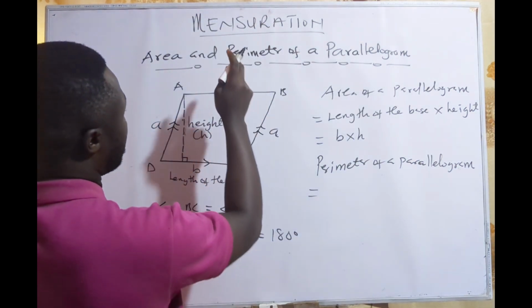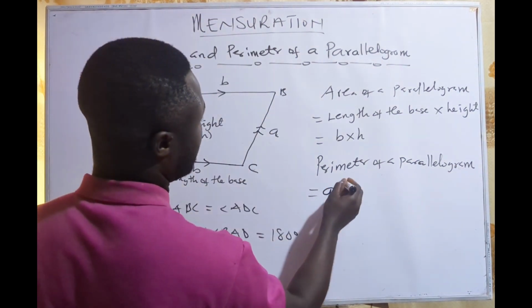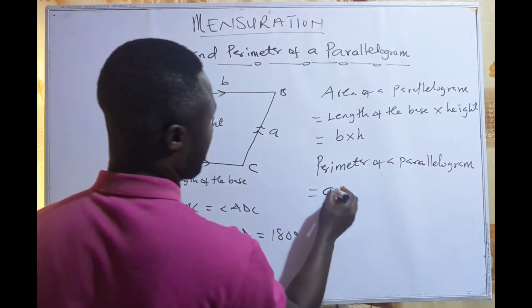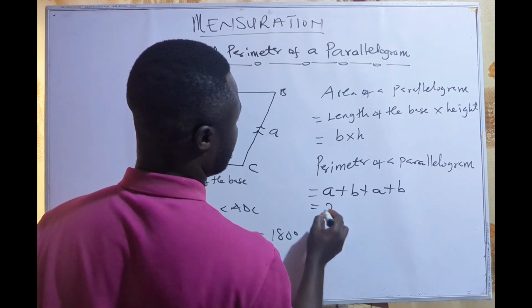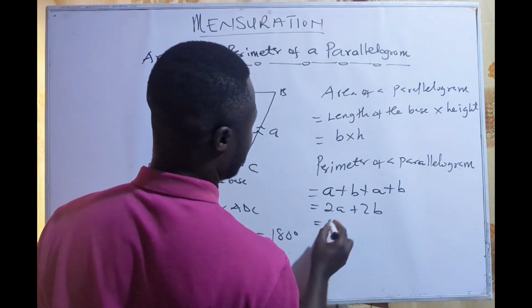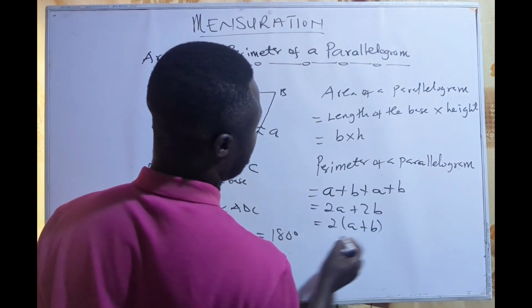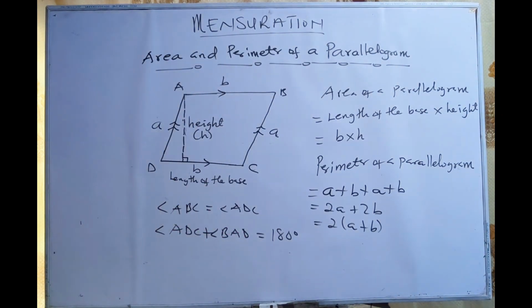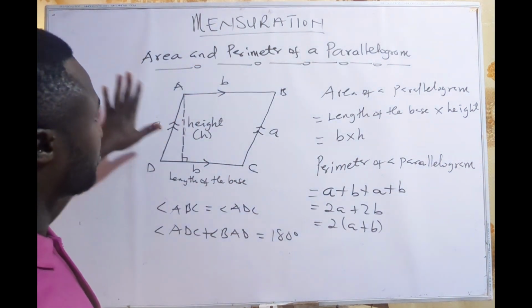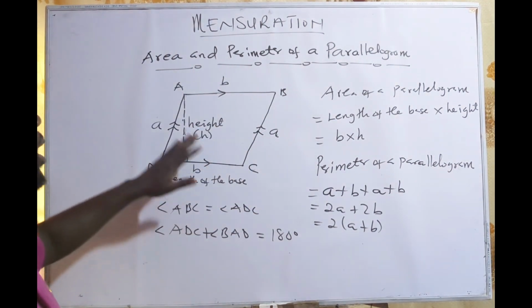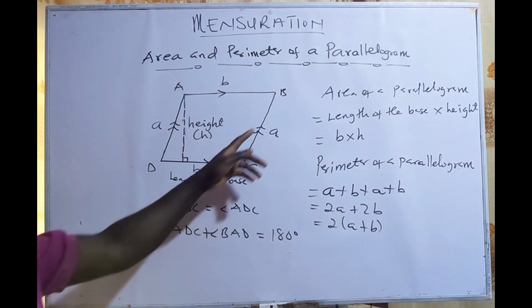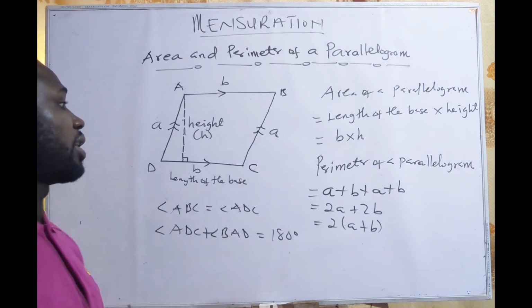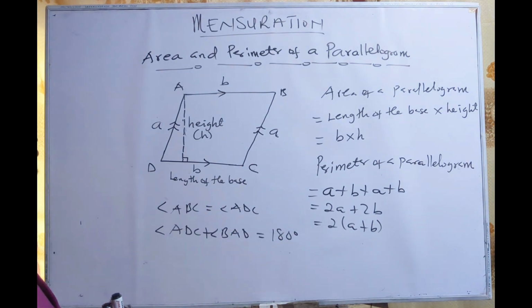So A plus B plus A plus B. That will give me 2A plus 2B, which is 2 into bracket A plus B. So the perimeter is similar to that of a rectangle. The perimeter of the parallelogram is 2 into bracket A plus B, where A and B are the sides of the parallelogram.